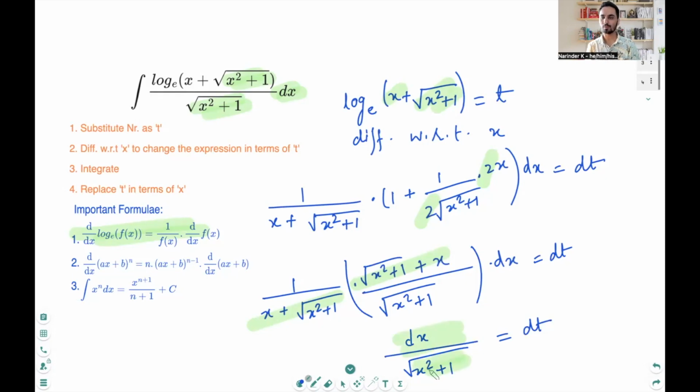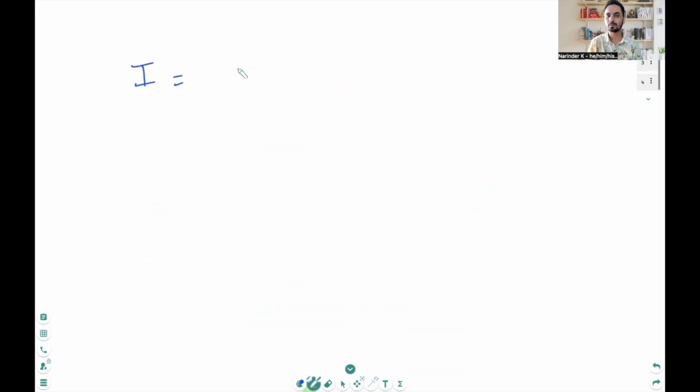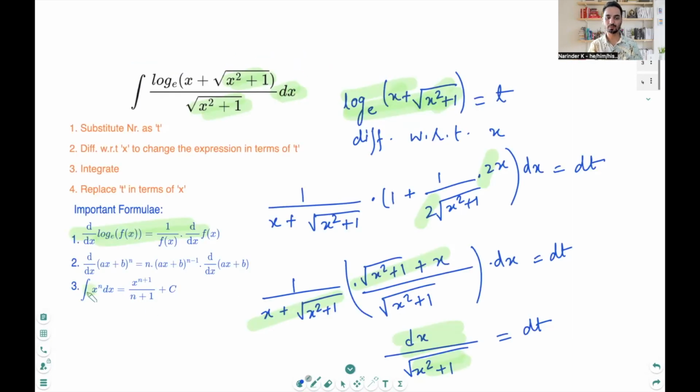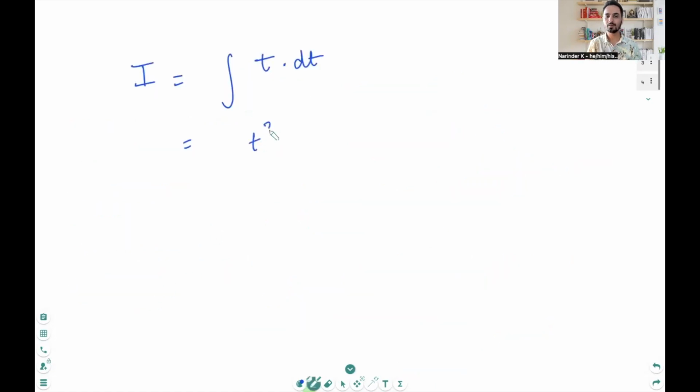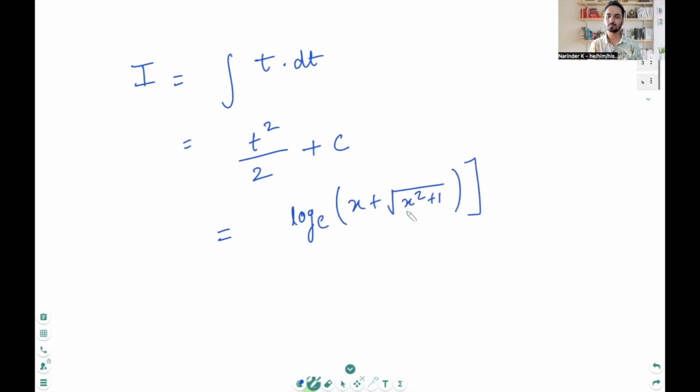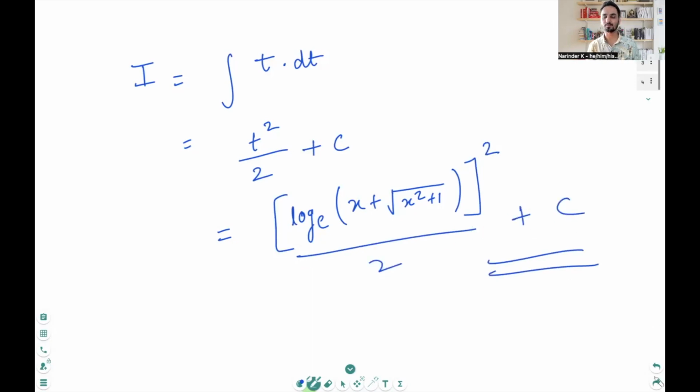Using dx over square root of x squared plus 1 equals dt and log to the base e of x plus square root x squared plus 1 as t, the integral becomes t times dt. And now, using the rule that integral of x to the power n dx equals x to the power n plus 1 divided by n plus 1, we get t squared over 2 plus c. And now, replacing back t in terms of x, we get log base e of x plus square root x squared plus 1 whole square divided by 2 plus c as the final answer.